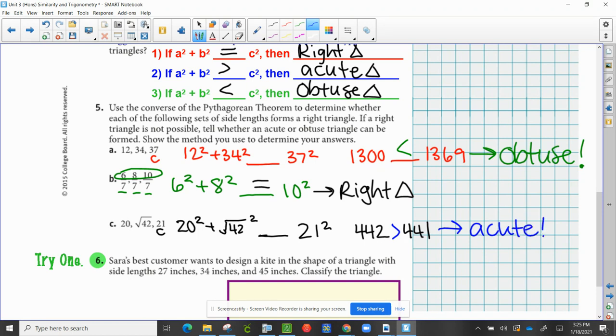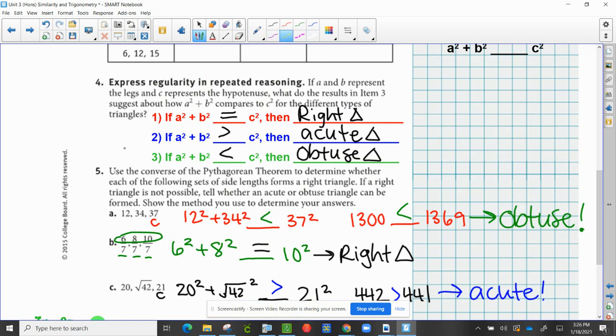Okay, so again, you just have to look at what the problem gives you, and see how A squared plus B squared relates to our C squared. If you know those inequalities and you've written this part down, then you should never get it incorrect.